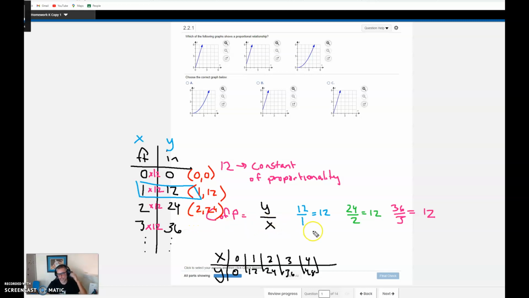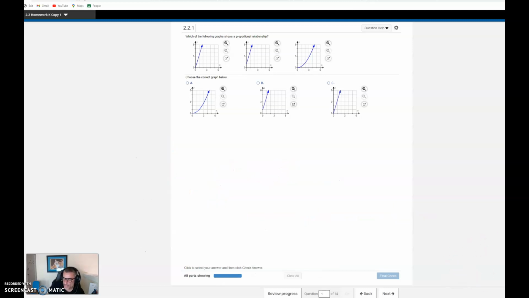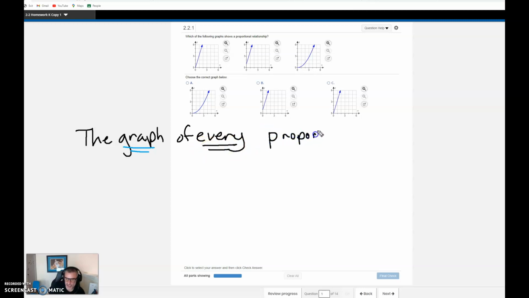And it turns out that proportional relationships all have graphs that look very similar. So at several points during this video, I'm going to tell you to pause the video and write this down, right? Okay, every proportional relationship, or I should say the graph, right? We're talking about graphs this week, so I'm not underlining this. The graph of every, right, underline that, proportional relationship has 2 things in common.